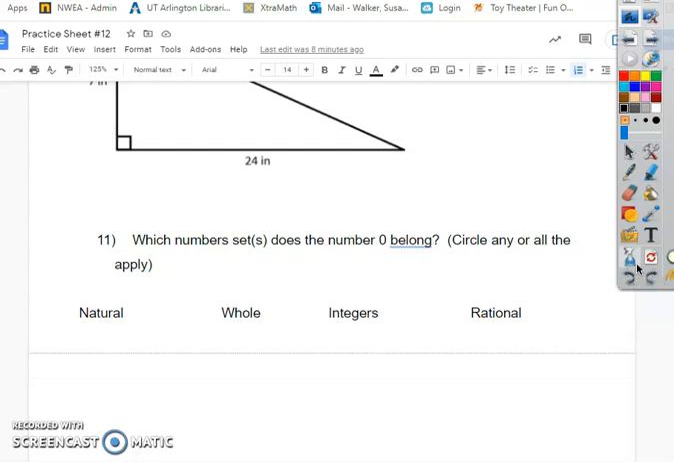I will give you one hint. There are 3 sets which this belongs to. So I want you to think. Where does natural start? Where does whole start? Integers. And remember, every number we know is rational, so for sure it's going to be that one, right? That's one of the 3, okay?